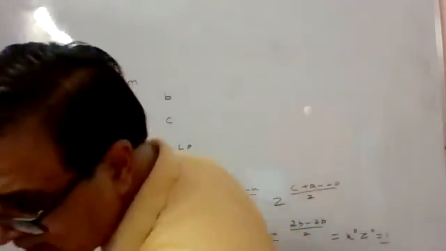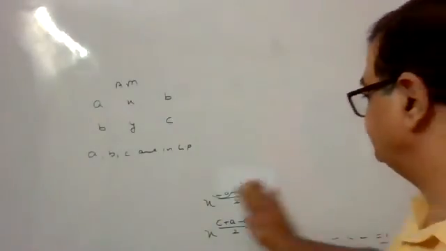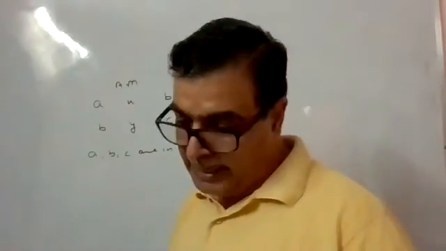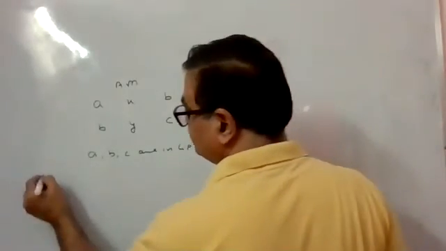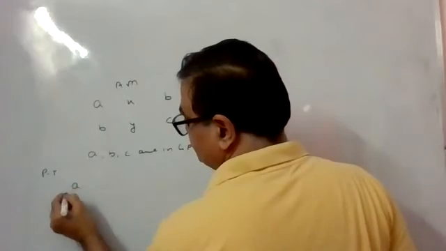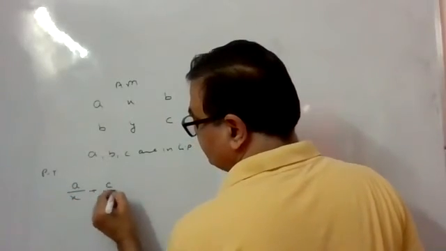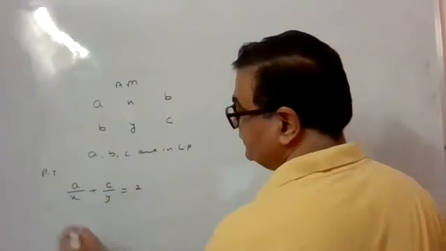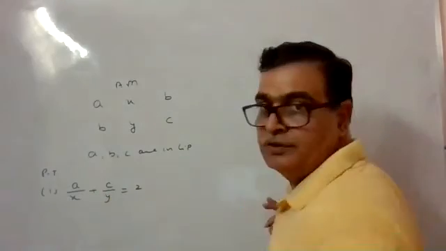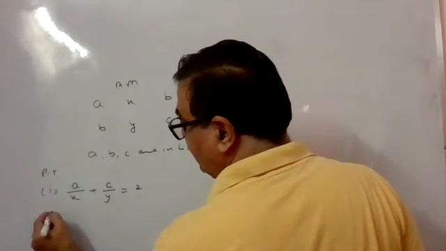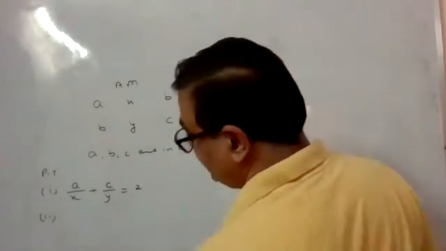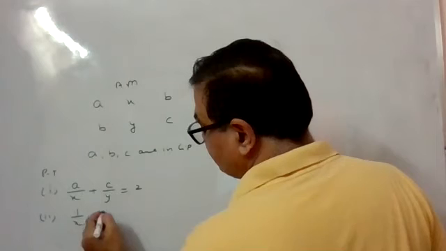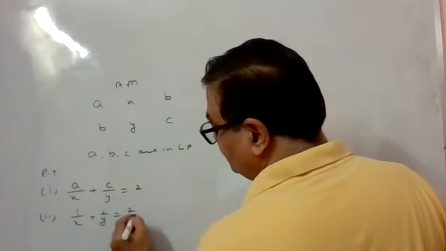Then my question is prove that a by x plus c by y equals 2. This is the first part we have to prove. And the second part we have to prove is 1 by x plus 1 by y comes out to be 2 by b.